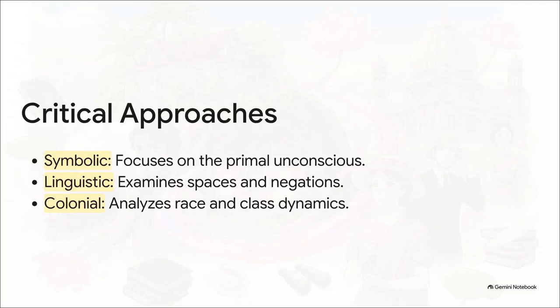Because the writing is just so layered, literary critics today generally tackle the novel through three main lenses. The symbolic approach views elements like the caves as representing the terrifying primal unconscious. The linguistic approach really hones in on Forster's heavy use of negative words like nothing and scarcely, to argue that the empty spaces and gaps are what actually matter most in the text. And finally, colonial discourse analysis examines how race, class, and gender strictly dictate what the characters can and cannot see.